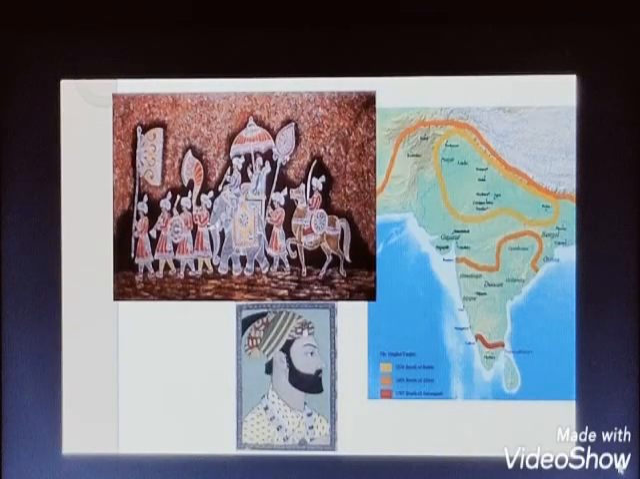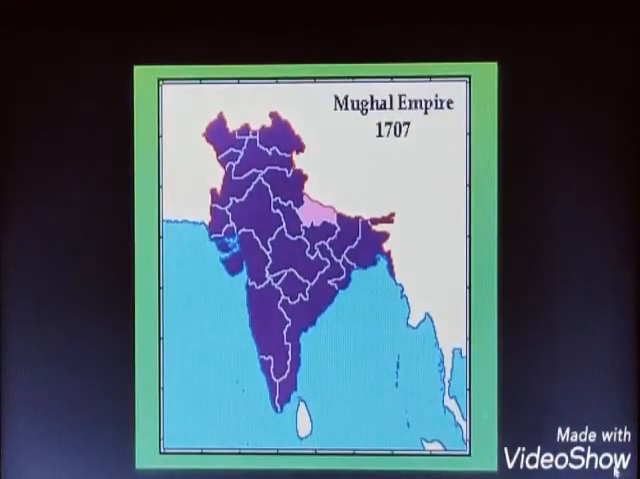When we start studying this chapter, we will find that in Indian history, during the first half of the 18th century, India witnessed the decline of the Mughal Empire. At the time when other European countries were trying to establish themselves in India for trade, that moment was the decline period of the Mughal Empire. Earlier, the Mughal Empire in 1707 was like this in India.